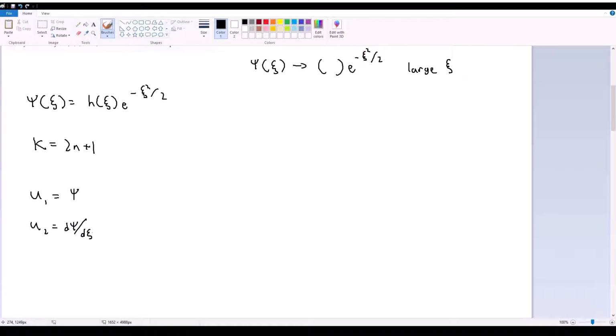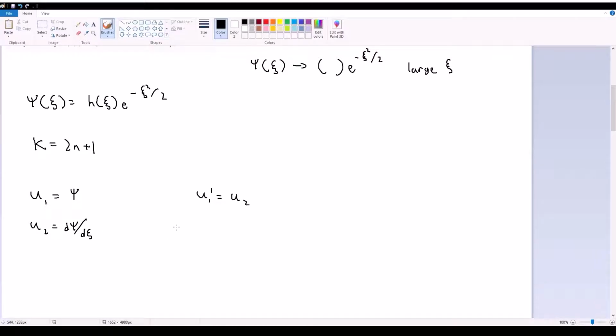So if I do that, then I can create this new system of differential equations in terms of u1 and u2 instead of just psi, in which case my new system would be u1 prime is equal to u2. So the derivative of psi is equal to the derivative of psi. That's basically what that means.